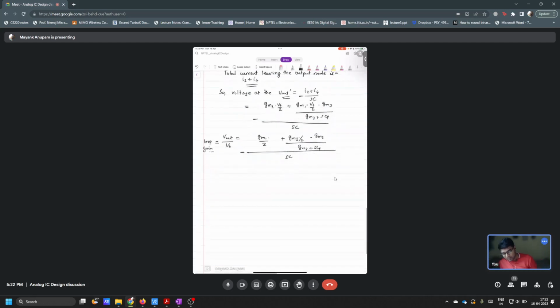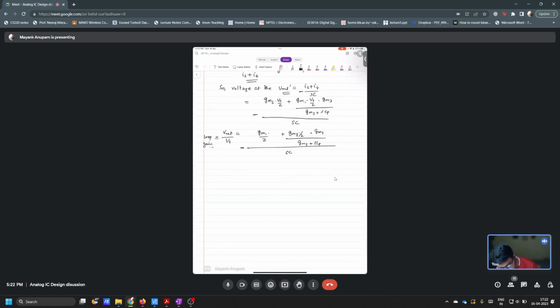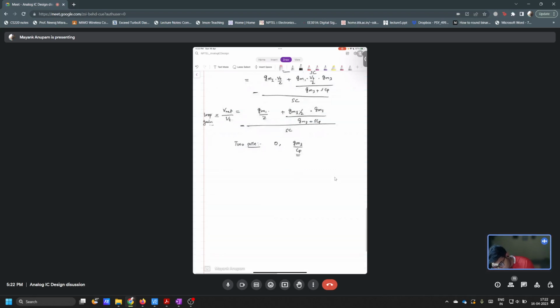Fine. So tell me how many poles are there in the system? Two poles. Correct. So what are the two poles? One is at 0, right? The other one is at GM3 by CP, correct. And how many zeros? One. At what frequency?